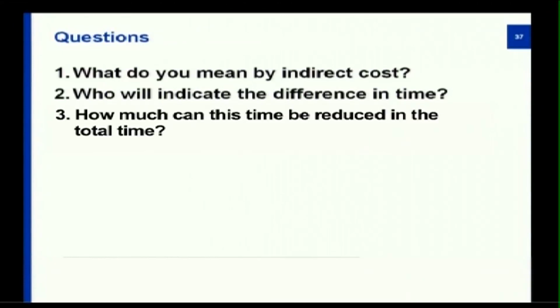Some of the questions for this particular session: What do you mean by indirect cost? Who will indicate the difference in time? How much can this time be reduced in the total time?